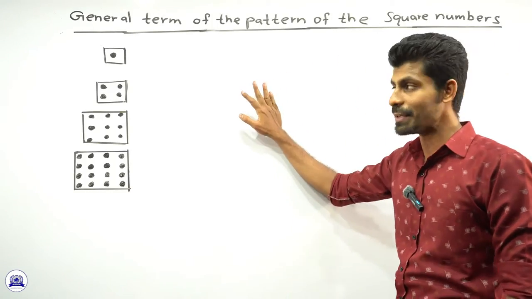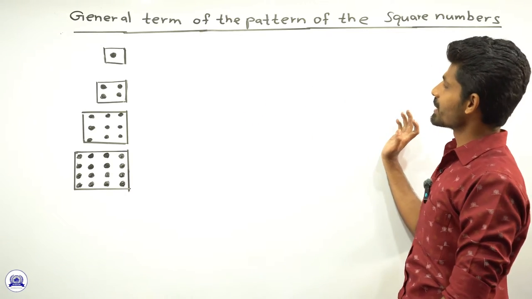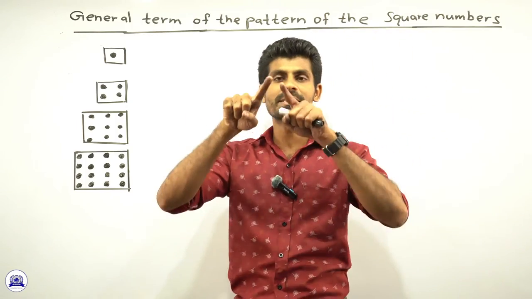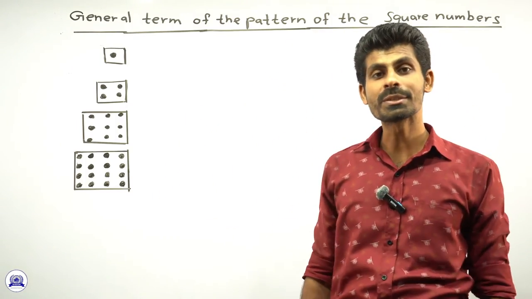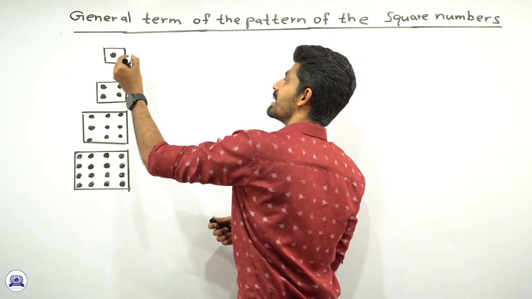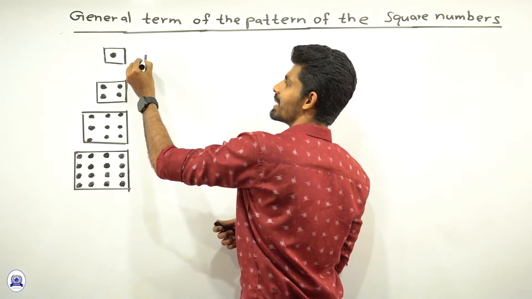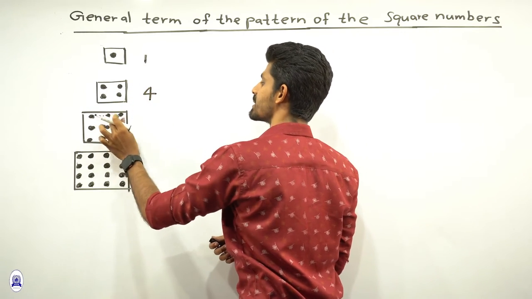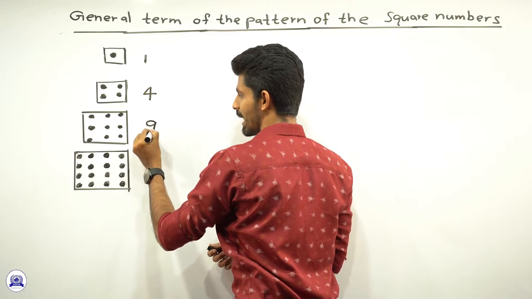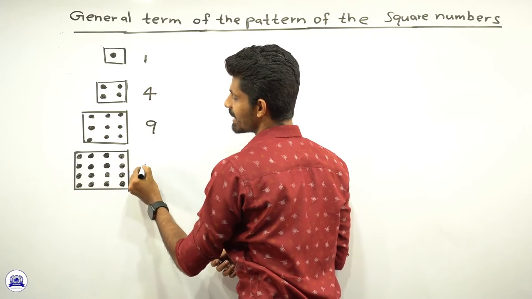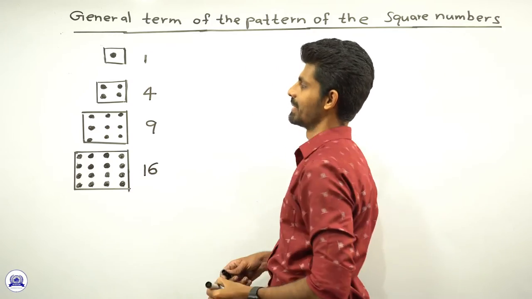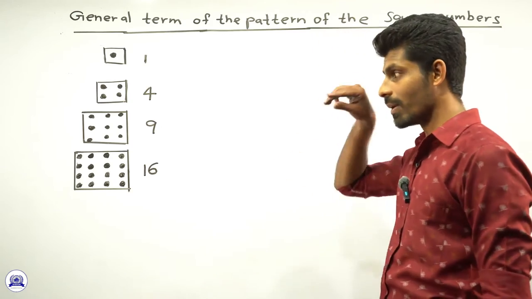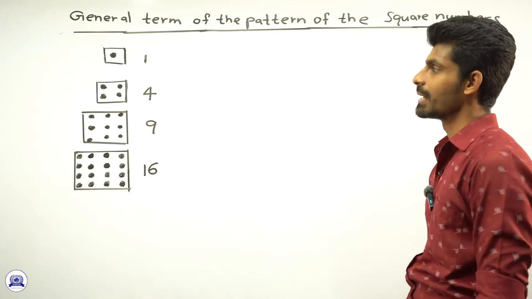General term, look at the third video. General term of the pattern of the square numbers. Square numbers means you can arrange the dots into a square. Look at this one. This is the first term: 1 dot. How many dots are there? 4. Then 9, and then 16. So 1, 4, 9, and 16.